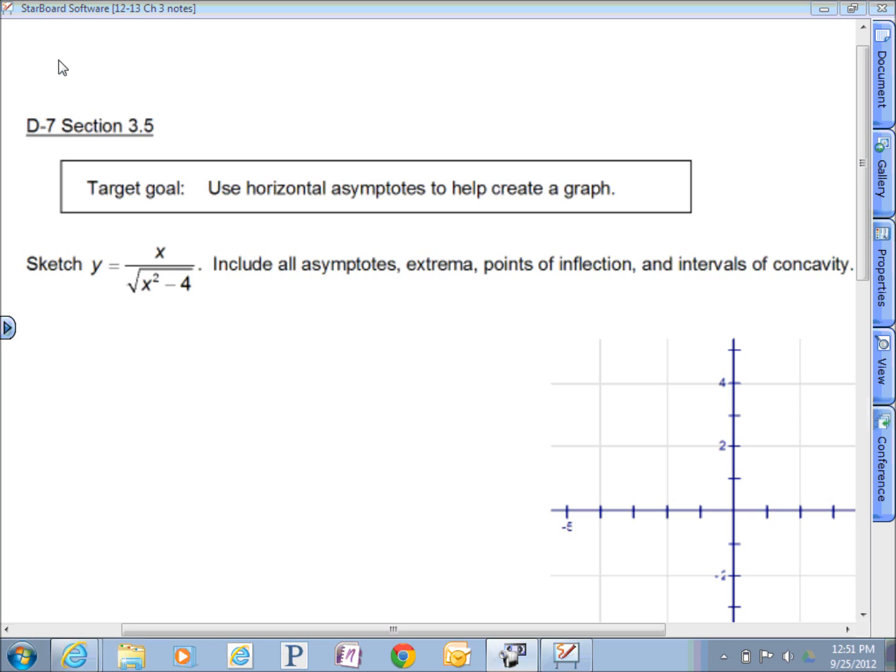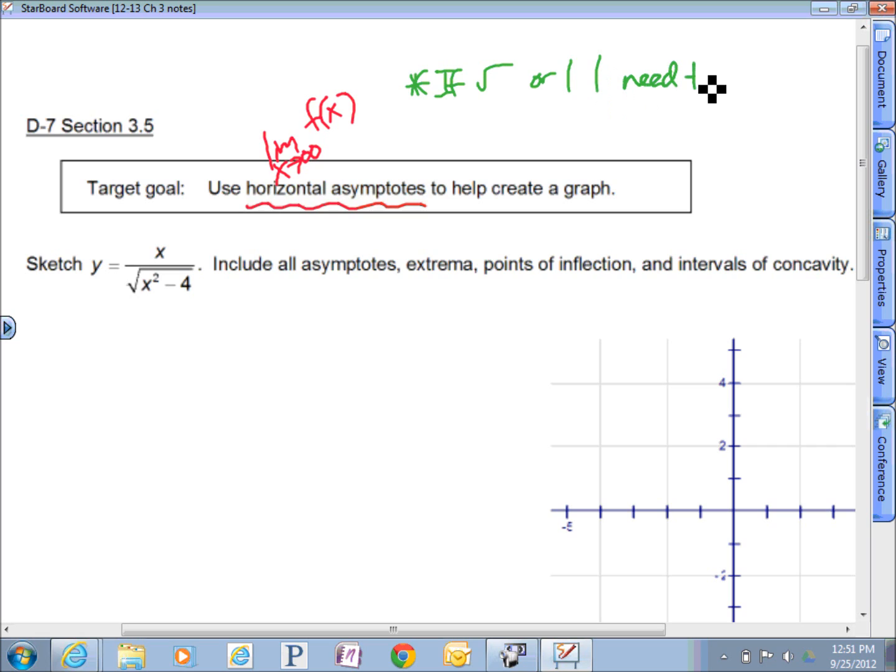So horizontal asymptotes. A quick recall of how to find horizontal asymptotes. I take the limit as x approaches infinity of my function in order to come up with horizontal asymptotes. Also remember, quick little star there, if we've got a square root or an absolute value in the problem, we need to check the limit as x approaches negative infinity of my function also.